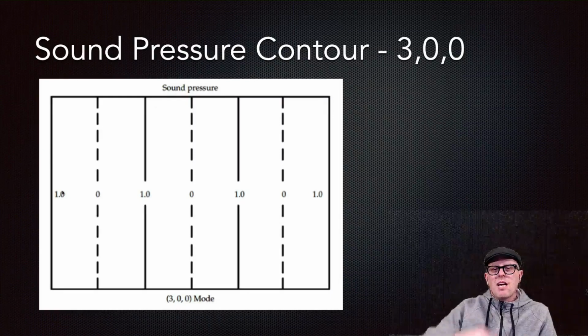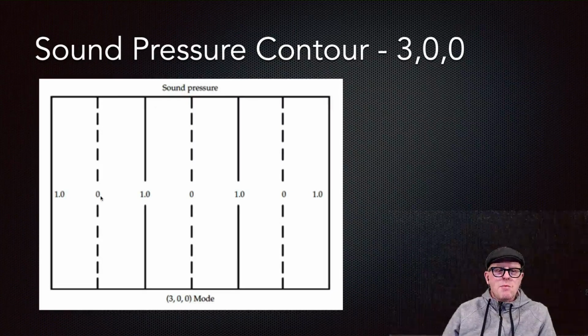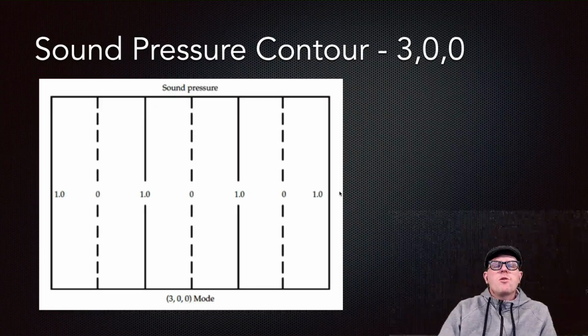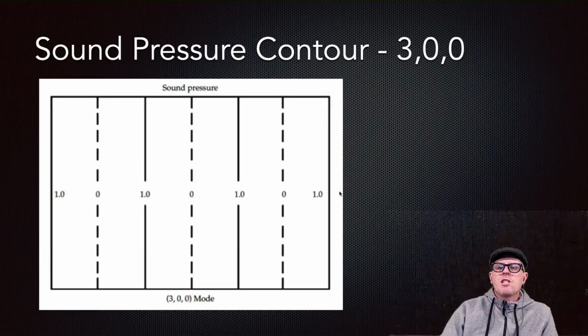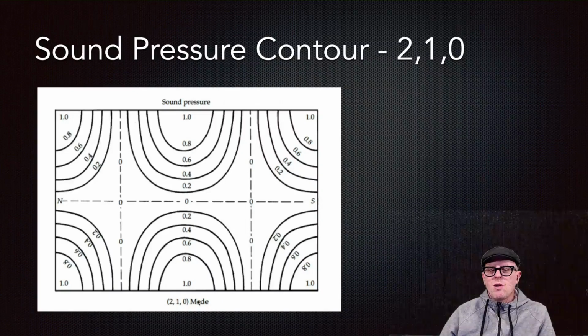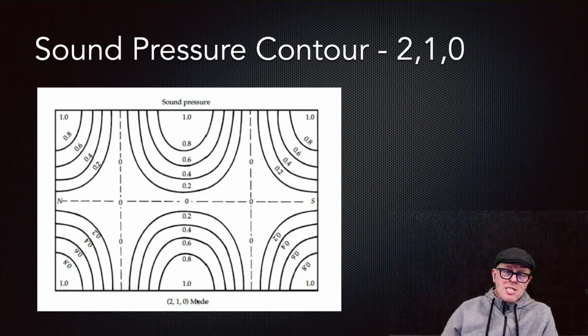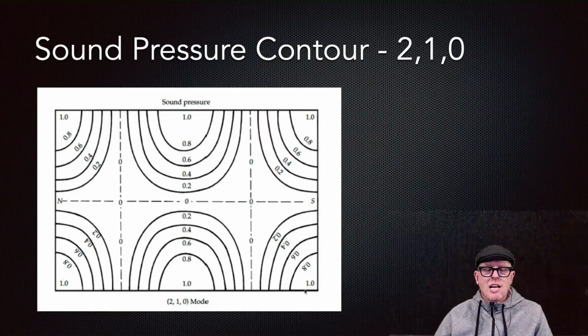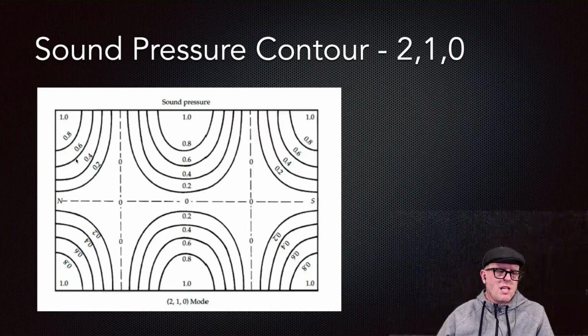A coefficient of 1, meaning it's at its maximum. This is at its minimum, maximum, minimum, maximum, minimum, and maximum. So now let's look at this right here. This is the 2, 1, 0 mode. We can see that we have the second mode of oscillation in this axis right here, and the first mode of oscillation in this axis right here.